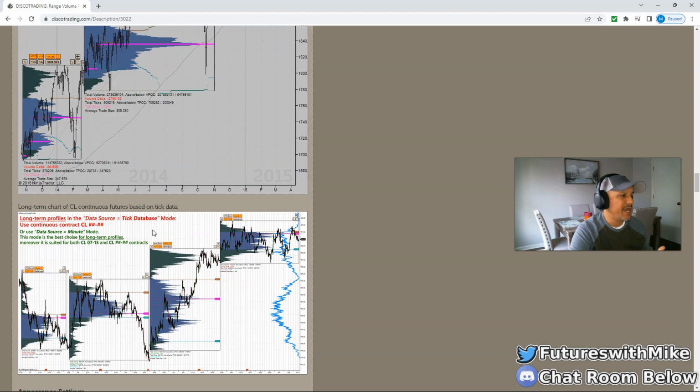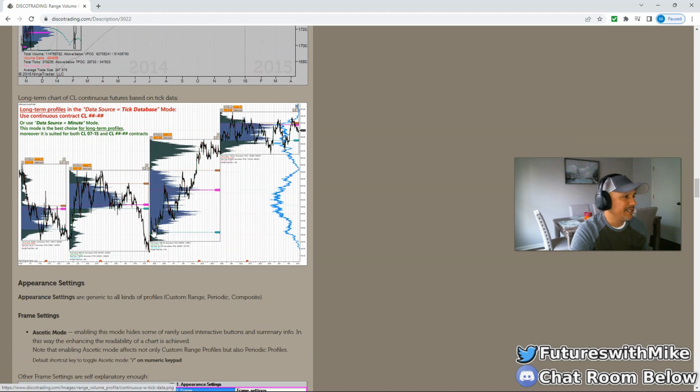But there's one tool that I actually like to use, which is what I like to call the micro range profiles. I showed you guys that yesterday on an image that I loaded up to Discord. And I'll show you here in a minute what I'm talking about. I like it because I can draw little micro profiles or volume profiles anywhere in my chart.